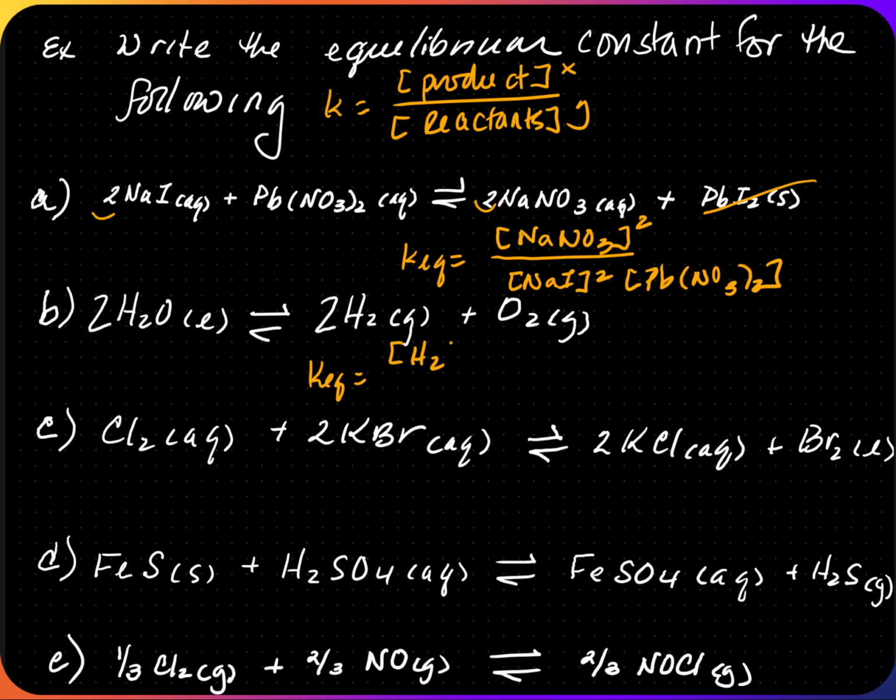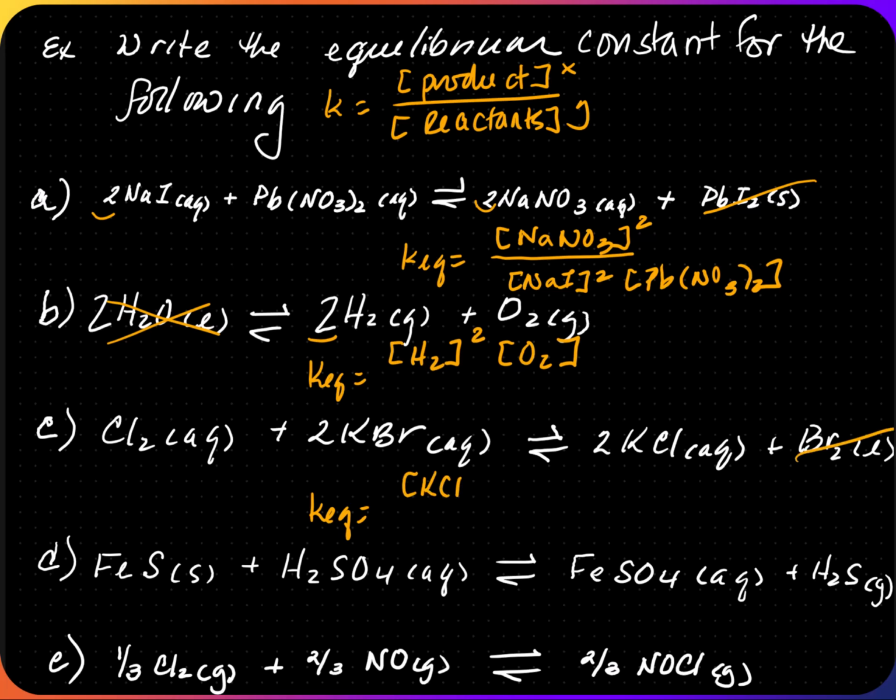Products are hydrogen, coefficient is 2, so we have an exponent of 2, times O2 to the first power, and that's it. Because this is liquid, so we ignore it. Solids and liquids are not added into the equilibrium equation because it remains a constant. For C, Keq, products over reactant again, we could ignore the bromine because it's liquid state.